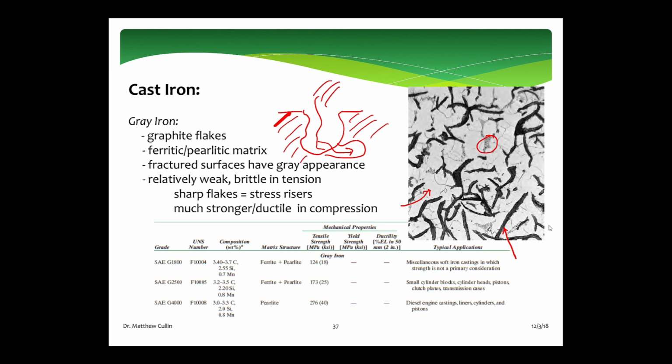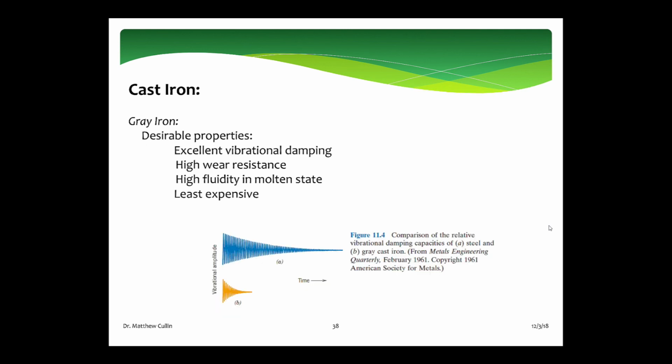So gray cast iron has some really good properties. Again, not great mechanical properties in terms of ductility, but great vibrational damping. It has high wear resistance, and it's very fluid in the molten state. All those things combine, along with the fact that it's the least expensive, and it gets used quite a bit. One of the places you see it, as we've already talked about, is brake rotors. And there you think, wow, that's kind of the perfect material. We're not talking about crazy amounts of stress it's going to see.